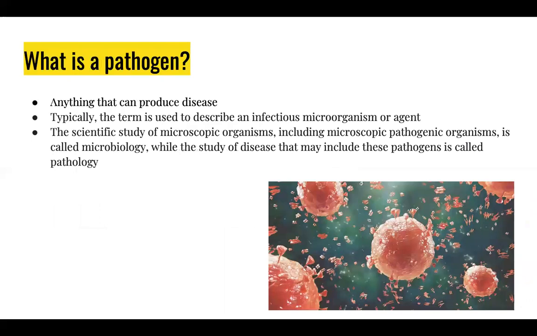What is a pathogen? A pathogen is a microorganism that can produce an infection or disease. It can be anything from a virus, bacteria, fungi, or even protists. The term is used to describe an infectious microorganism or agent. The scientific study of microscopic organisms, including microscopic pathogenic organisms, is called microbiology, while the study of disease that may include these pathogens is called pathology.